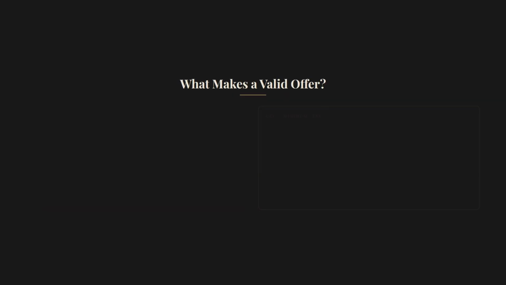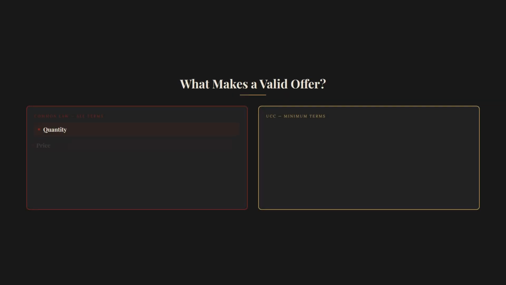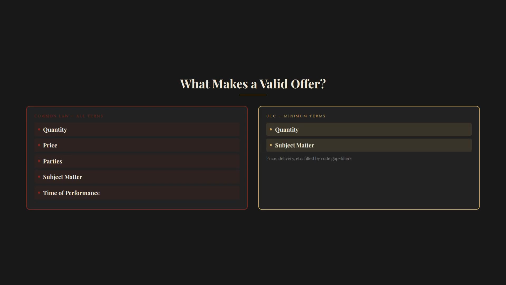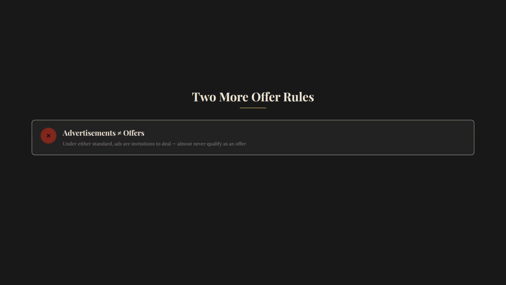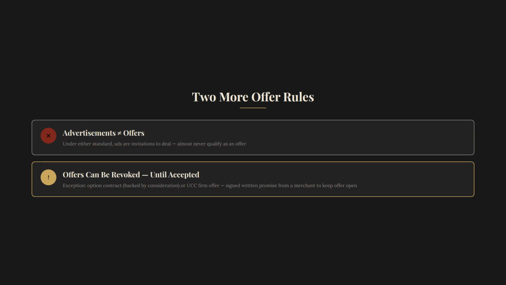An offer needs to be specific enough that acceptance creates a contract. Under common law, all the material terms have to be there: quantity, price, parties, subject matter, time of performance. Under the UCC, you only need quantity and subject matter because price, delivery time, and other terms can be filled in by the code's gap filler provisions. Advertisements almost never qualify as offers under either standard.